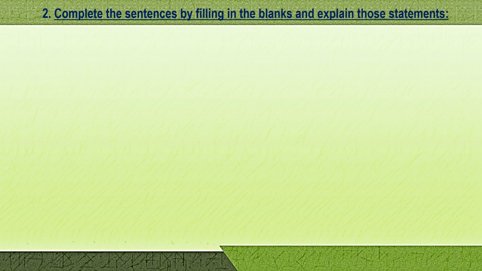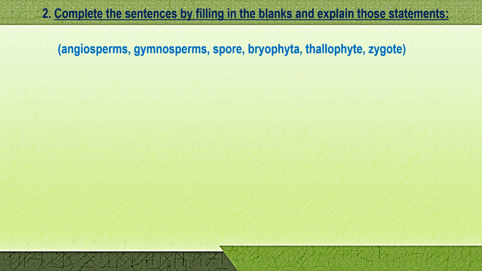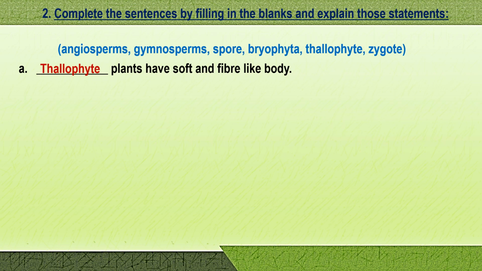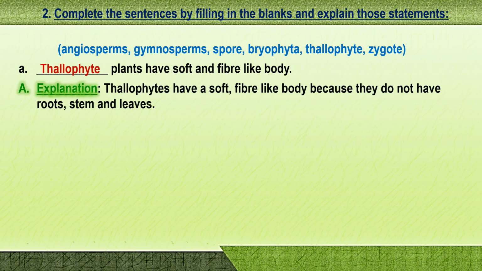Complete the sentences by filling the blanks and explain those statements. These are the words given. Dash plants have soft and fiber-like body. The answer is thallophyta. Thallophytes have a soft fiber-like body because they don't have root, stem and leaves.